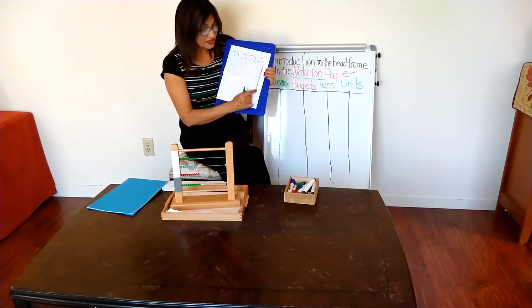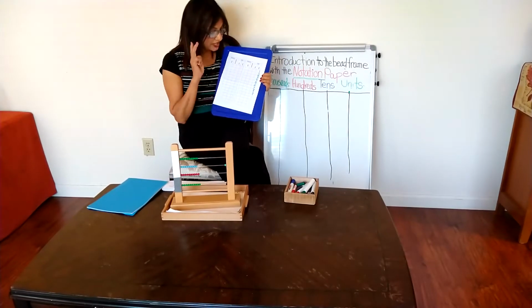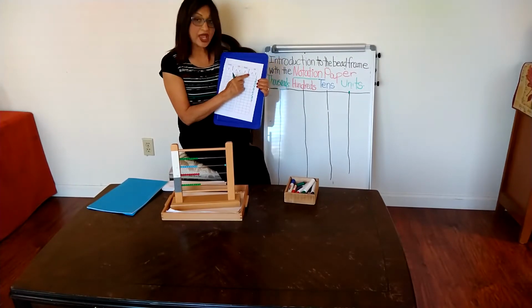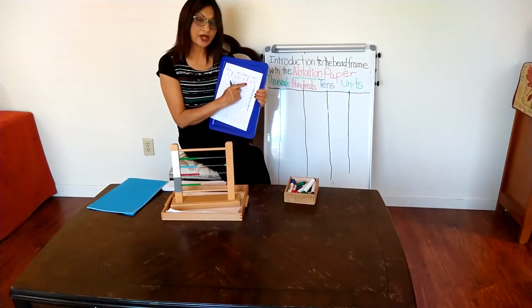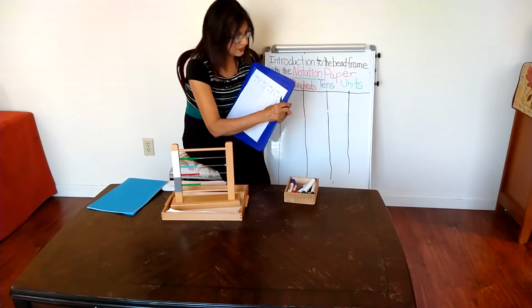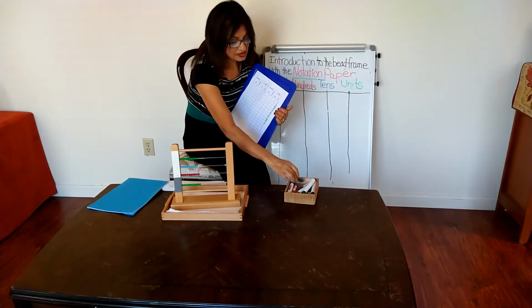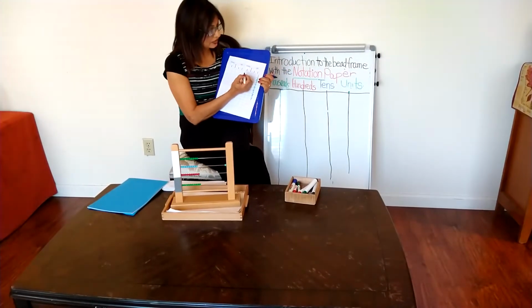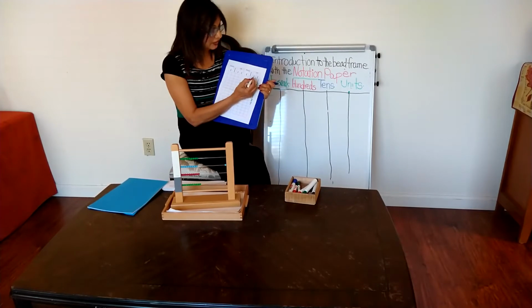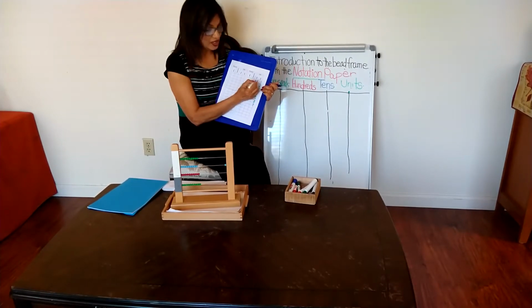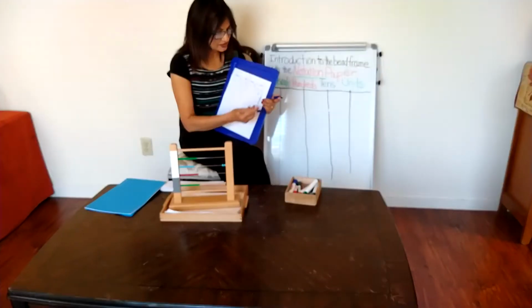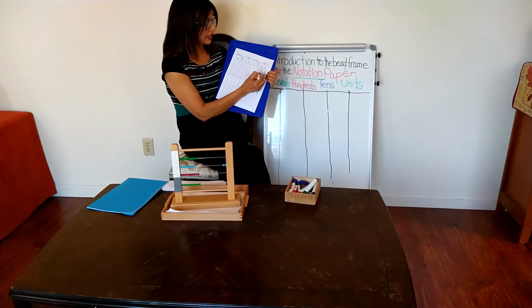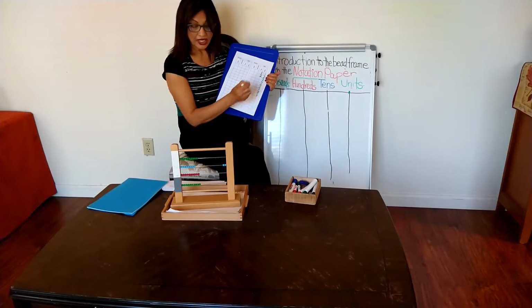So should I write 10 here? No. 10 has 2 numerals, 2 numbers. So we have a different category for tens. I'm going to write down 1 ten on the vertical line. 2 tens. 2 tens on the line.